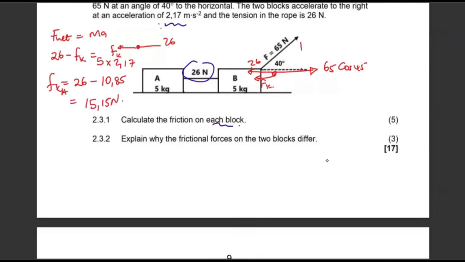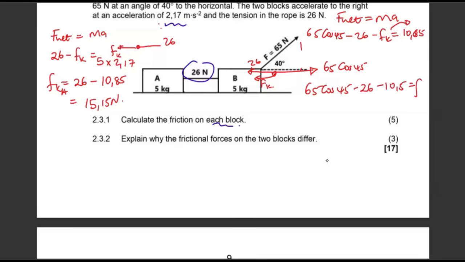When I subtract from 26, I'm getting 15.15 newtons. When I look at the B part, I'll still use the same thing. F net is equal to MA, meaning that 65 cos of 45, we are subtracting 26, you're subtracting FK, it should give us the same mass and acceleration, which we got as 10.85. Move this one that side, and then we transpose 65 cos of 45 minus 26 minus 10.85 is equal to FK of B.